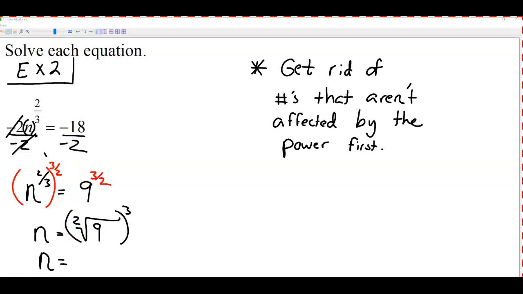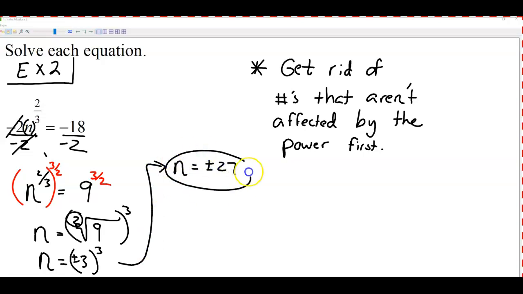And this is one we could probably just do mentally. What is the square root of 9? It's 3. Question for you, though. Is it 3 or is it plus and minus 3? Plus and minus because we have an even root, right? And then I'm going to cube it. So I get 3 to the third power is 27. So it's plus and minus 27.